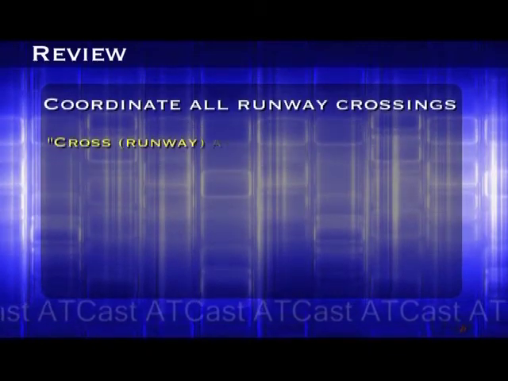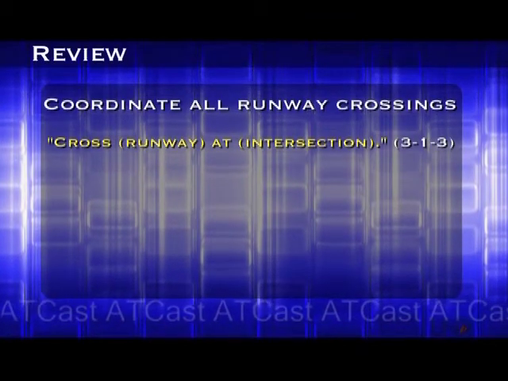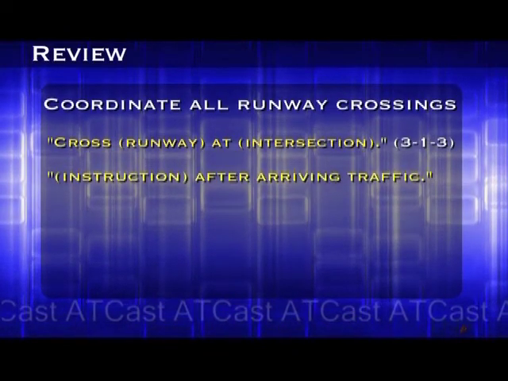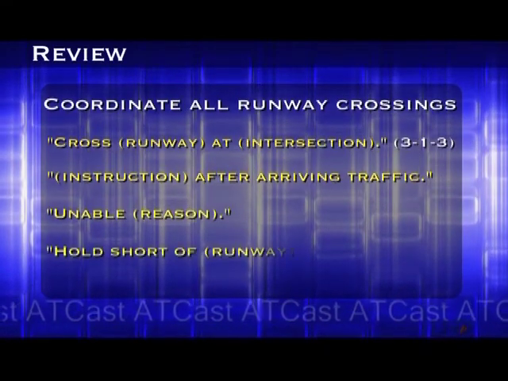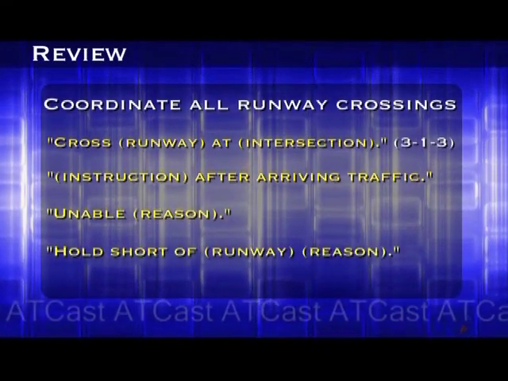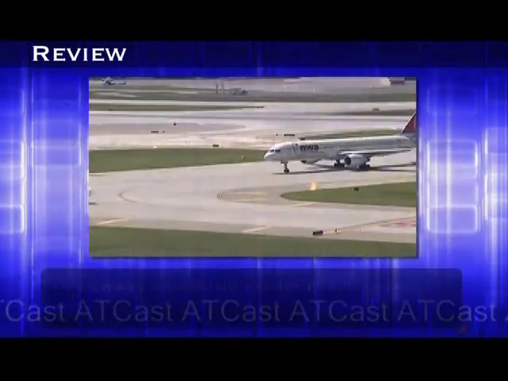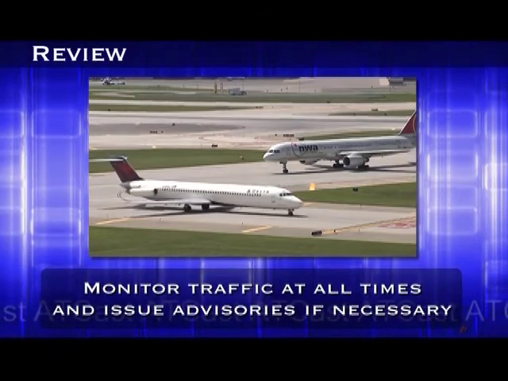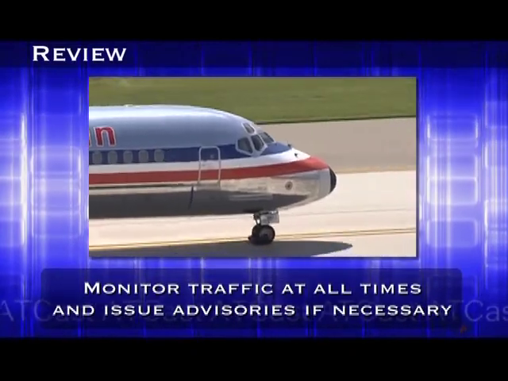If you need to cross a runway, coordinate with the appropriate local controller by saying, "Cross the name of the runway at the appropriate intersection." If granting permission, the local controller will respond with that same phrase, or they may give you a conditional phrase such as, "Cross runway 28 right after arriving traffic." If local can't let you cross, they will say "unable" or "hold short of the runway," and then provide a reason. Once your traffic is clear of the runway, inform the local controller by saying the name of the runway, "Crossing complete." Keep an eye on your traffic at all times, and be aware of where traffic will be entering or exiting the movement areas so that you can avoid conflicts. Keep pilots informed of traffic around them because they may have limited visibility from the cockpit.